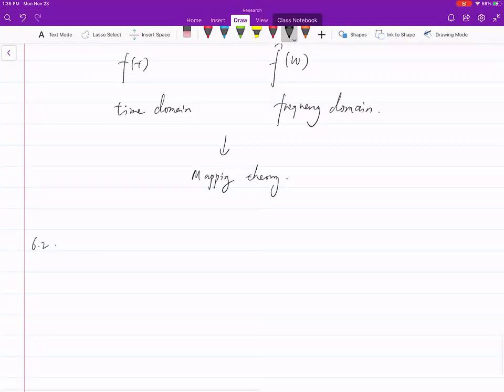All right. Is everything clear for 6.1? All right, let's move on to 6.2 then. Discontinuous function.